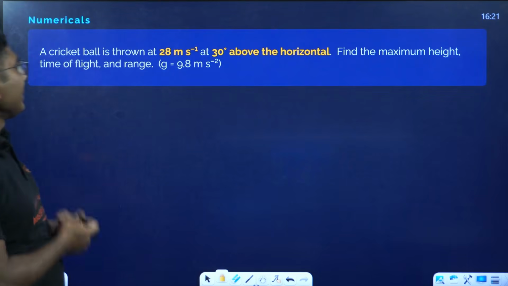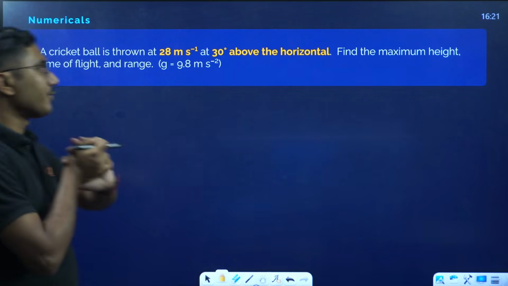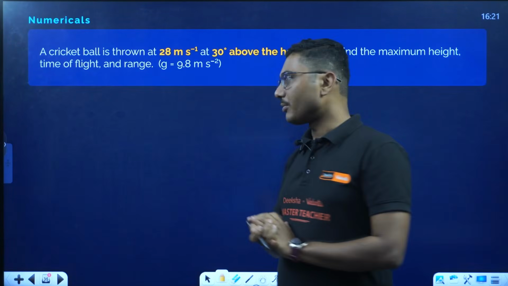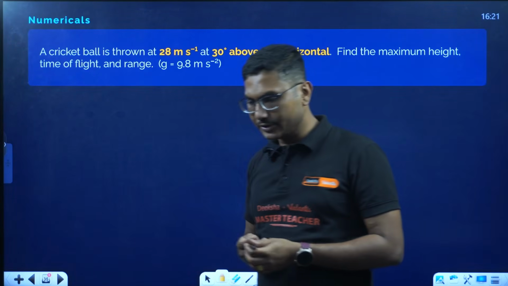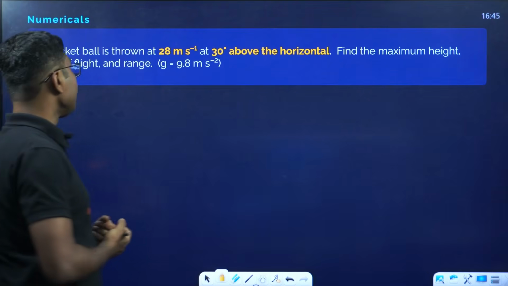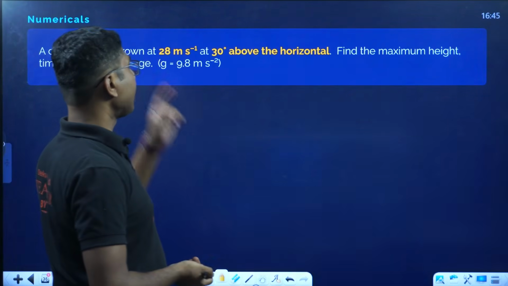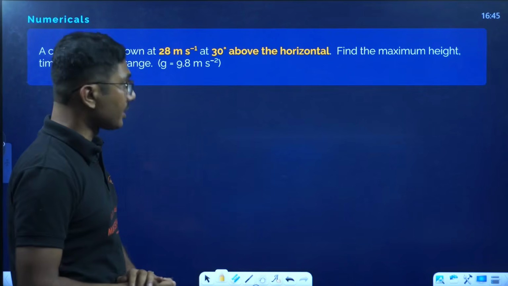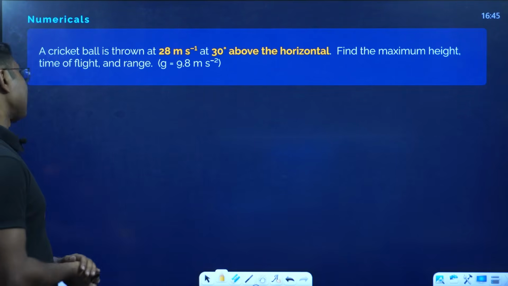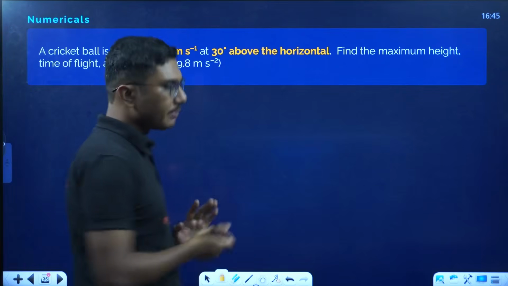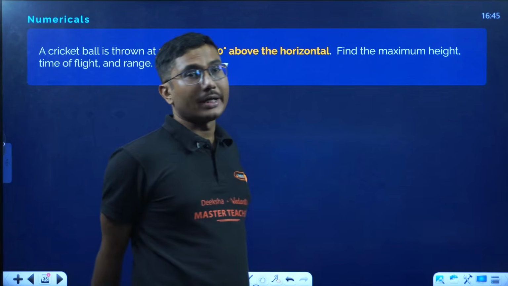Now let's solve 3 numerical questions, which are super duper important. That will give you an idea what type of questions might come. So 3 numerical questions back to back. A cricket ball is thrown at 28 meters per second at 30 degrees above the horizontal. Find the maximum height, time of flight and range. So basically it's a formula based question. Directly you put the formula, get the result.